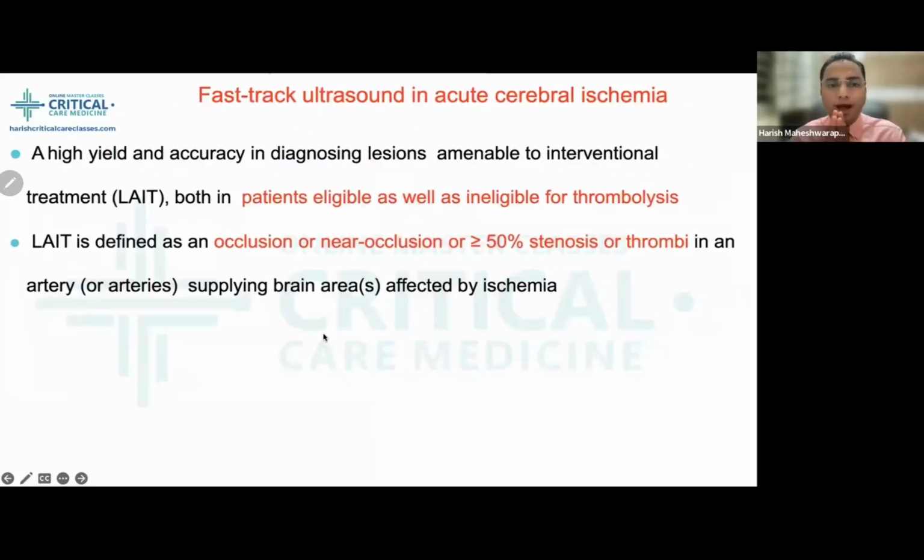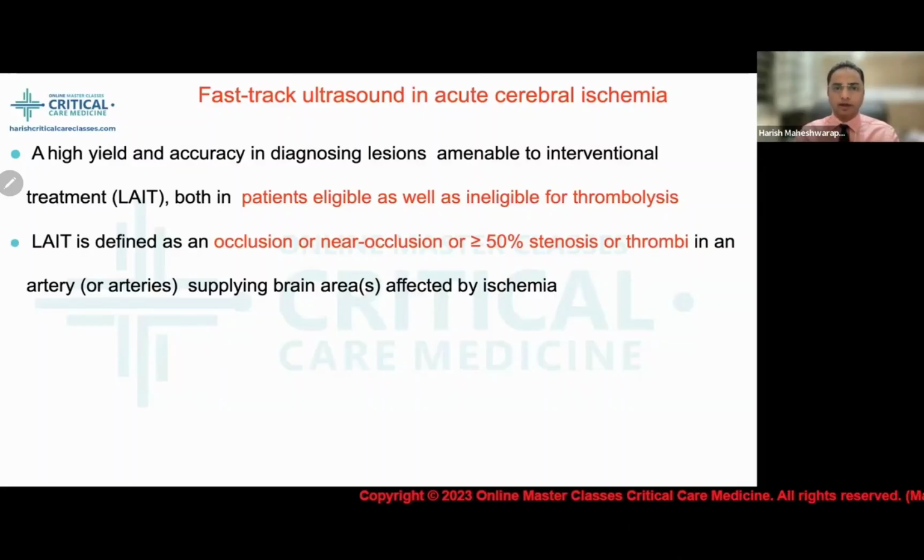Okay. So there is something called fast track ultrasound in acute cerebral ischemia. It has high yield accuracy in diagnosing lesions amenable to interventional treatment, both in patients eligible as well as ineligible for thrombolysis. We can do the TCD. Lesions amenable to intervention are defined as an occlusion or near occlusion, or more than or equal to 50% stenosis, or thrombi in an artery supplying the brain area affected by ischemia. So basically, to get an idea whether the lesion is amenable for intervention or not, we can use TCD. Okay, so that is one of the add-on advantages.